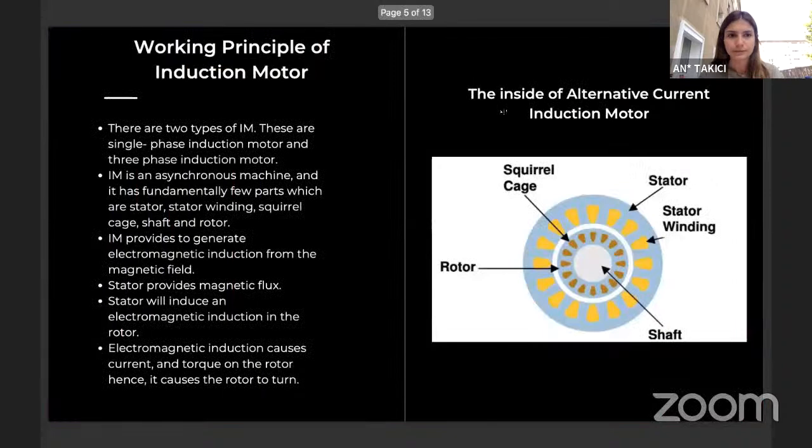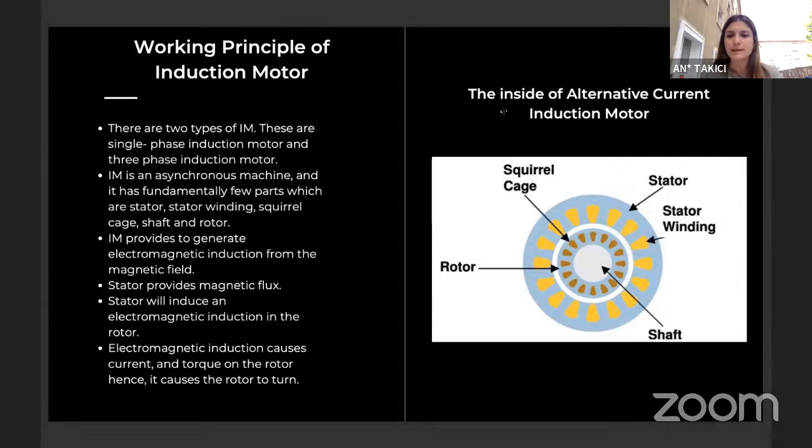So what is an induction motor? The induction motor has two types: the single phase induction motor and the 3-phase induction motor. In this presentation, importance is given to the 3-phase induction motor type because manufacturers generally think this induction motor is ideal. That's why importance is given to this type of motor.